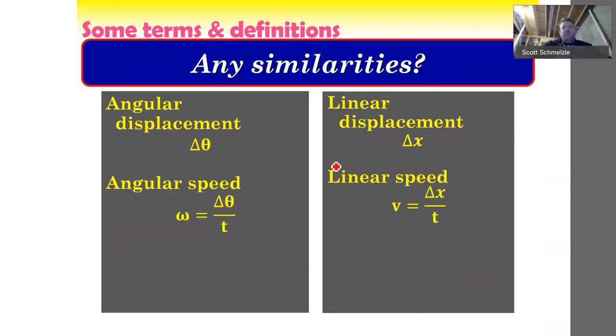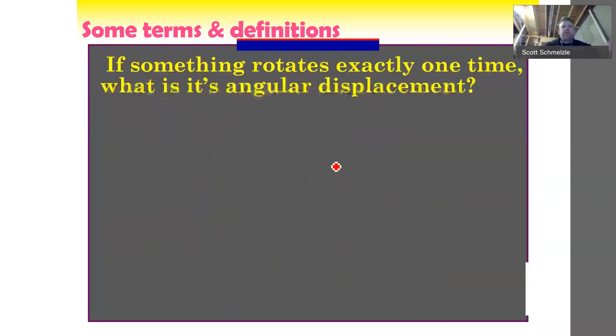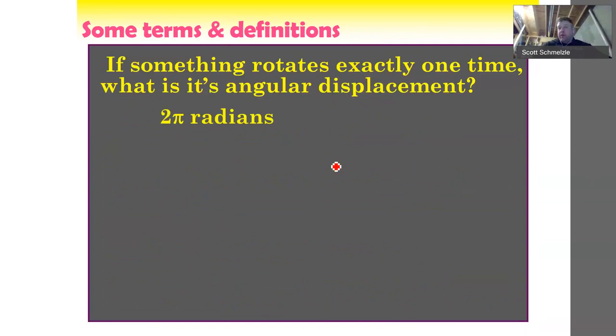So when you start to see these, all of these are very similar to stuff we've already talked about. Angular displacement versus linear displacement, same thing. Speeds, very similar. Acceleration, similar. So don't get too worked up over it. If something rotates exactly one time, what is its angular displacement? It should be 2 pi radians, right?